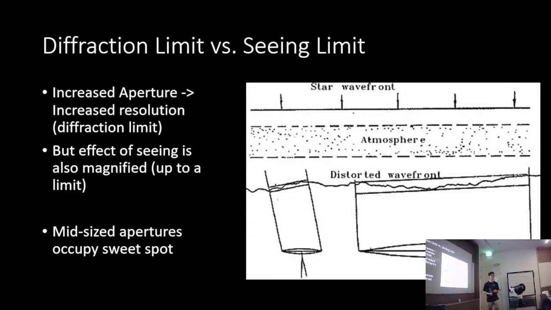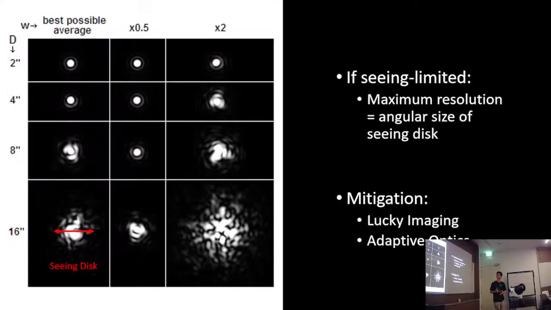I tried to illustrate this. You get a rough idea, right? If there's an upper limit to how much warping your atmosphere can introduce, then increasing the aperture beyond that size won't introduce more warping in the image, right?